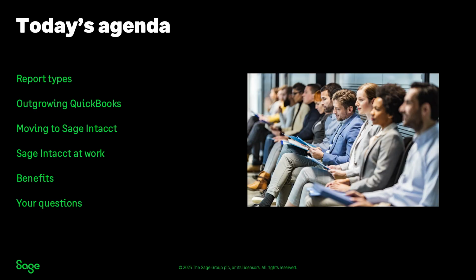Our agenda today is this. First, we'll look at the types of reports that growing companies need. Then we'll look at signs that you've outgrown QuickBooks reporting. I'll share with you a real-life example of a QuickBooks user who moved to Sage Intacct. I'll show you a demonstration of Sage Intacct reporting. Then I'll share with you the benefits you can expect using Sage Intacct for reporting. And lastly, we'll answer questions and let you know where you can find more information.